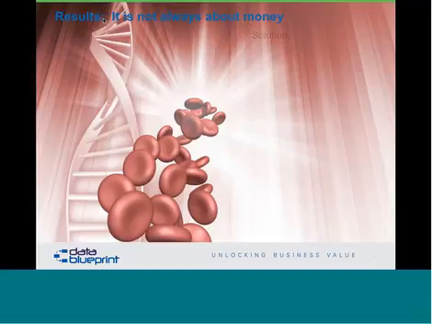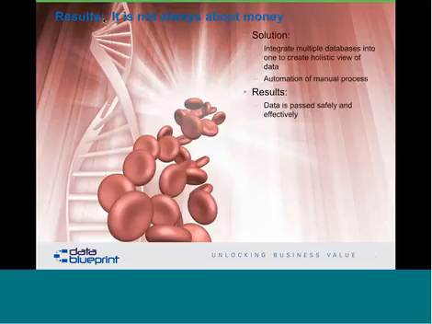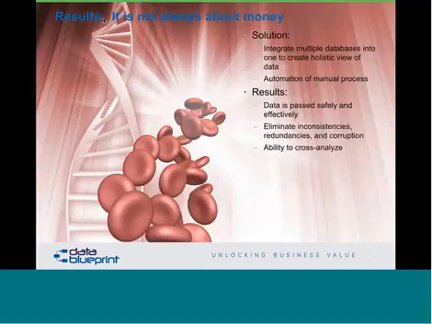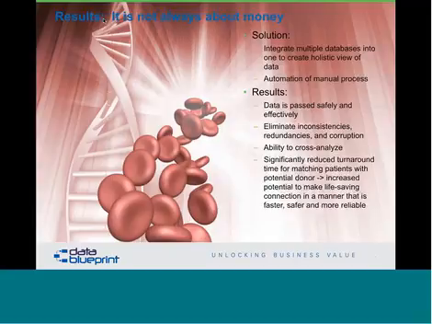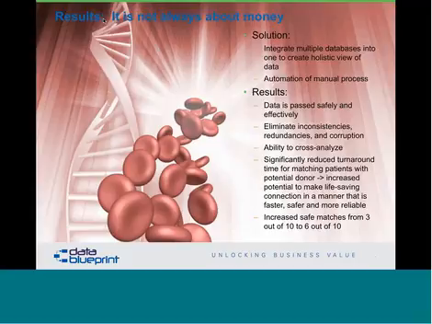This lever then allowed us to integrate these into a more holistic view and automate these previously manual processes, passing data effectively and efficiently between the various groups at the donation center, and eliminate inconsistencies and redundancies. And more importantly, too, we were able to forecast an increase of safe matches from 3 in 10 to 6 in 10 through primarily the use of this new information architecture.